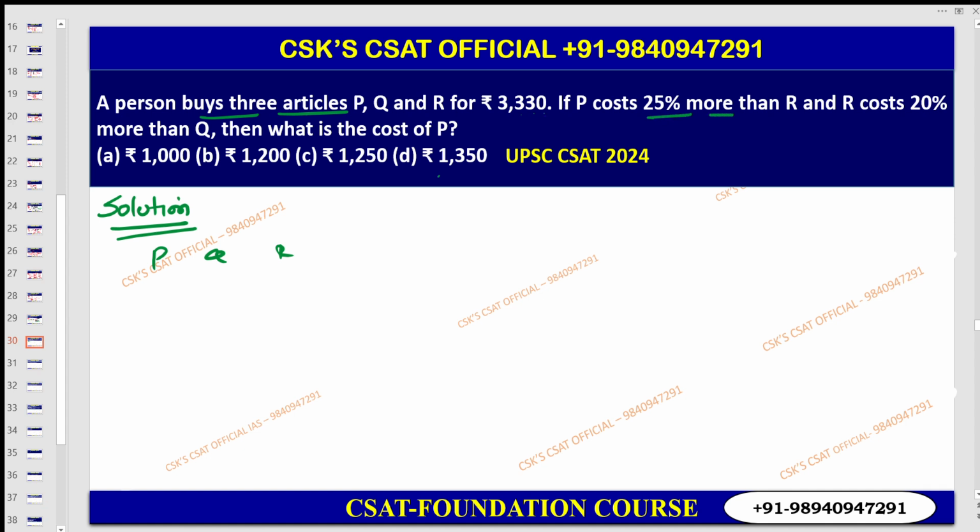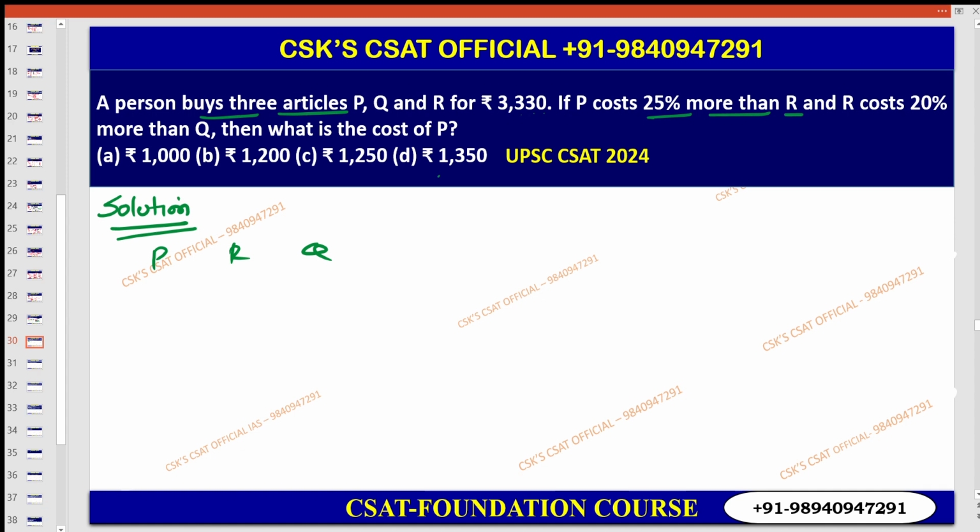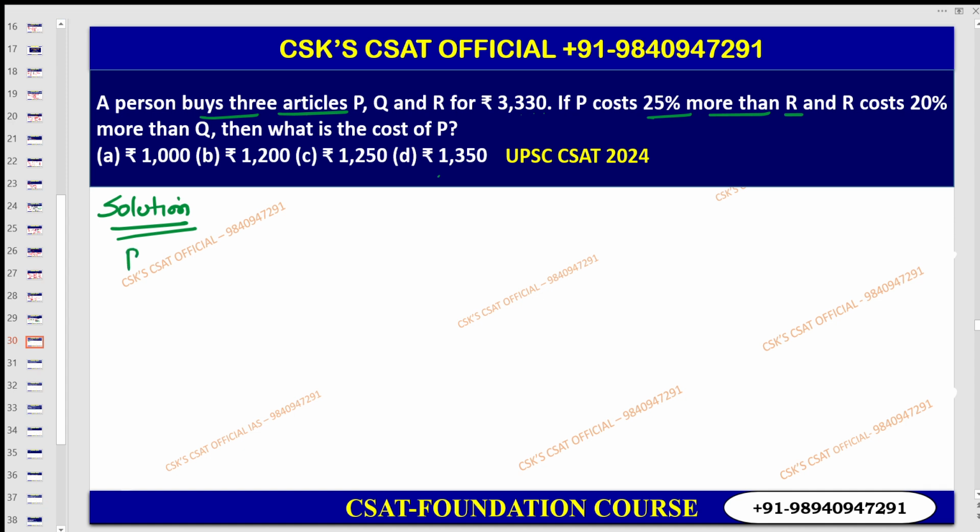If P's cost here is 25% more than R, next, R's cost here is 25% more than Q. So you need to assign some value. For which one you are going to assign plays a vital role. With P you can't do. If you are taking Q, yes, Q we can assign. R you can't assign, because it is clearly mentioned P's cost is 25% more than R, and R's cost is 25% more than Q. So you can assign Q. To solve it in a simple manner, you can assign any value, but take this one.